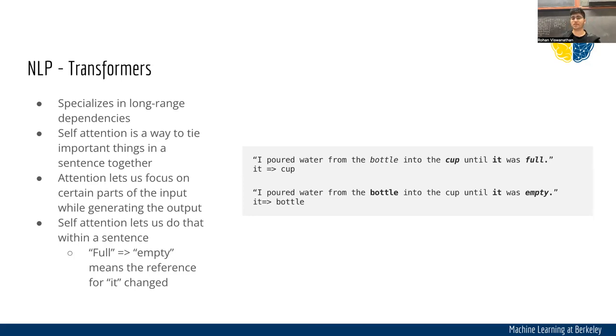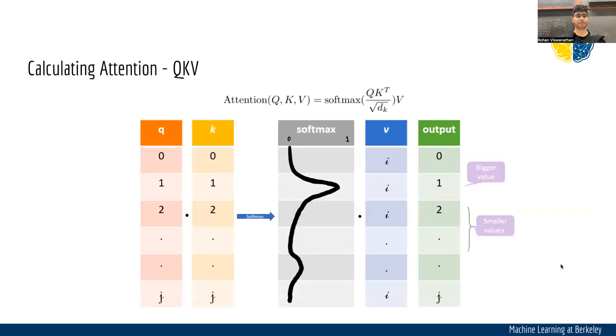These two sentences are identical, except for the last word. I poured the water from the bottle into the cup until it was full. In this case, it refers to the cup. I poured water from the bottle into the cup until it was empty. So in this case, it is referring to the bottle. So in order to capture these kinds of trends over time, self-attention lets us do this in a very methodical way.